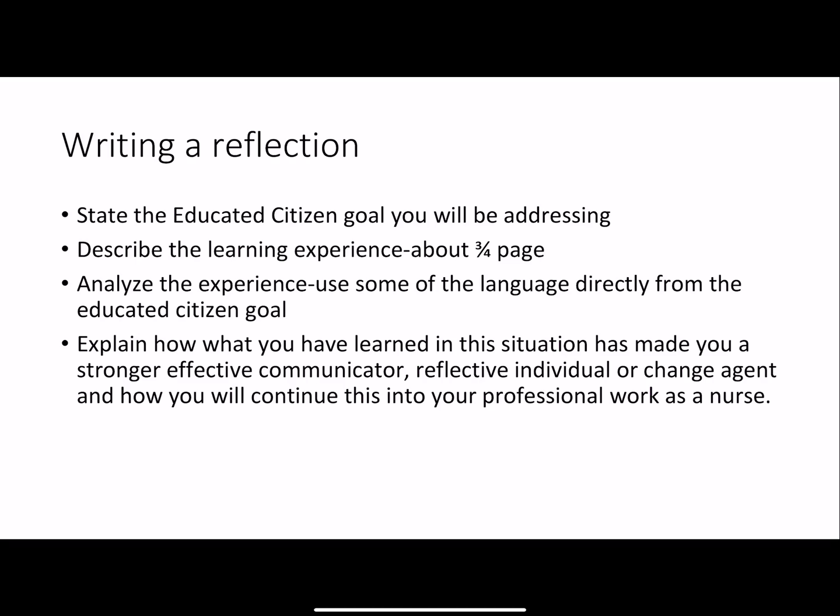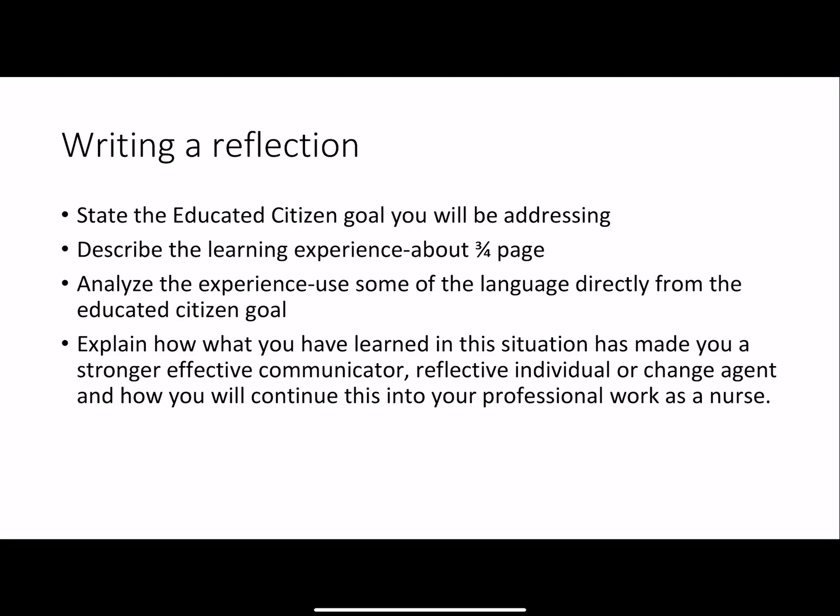As you know, our reflections are centered around the 3 educated citizen goals of effective communicator, reflective individual, and change agent. So the first thing to do is when you begin your reflection, it's always good to state the educated citizen goal that you will be addressing. Second, in about 3/4 of a page, share the story that you feel like is the foundation of how you came to embrace and know and practice the educated citizen goal.